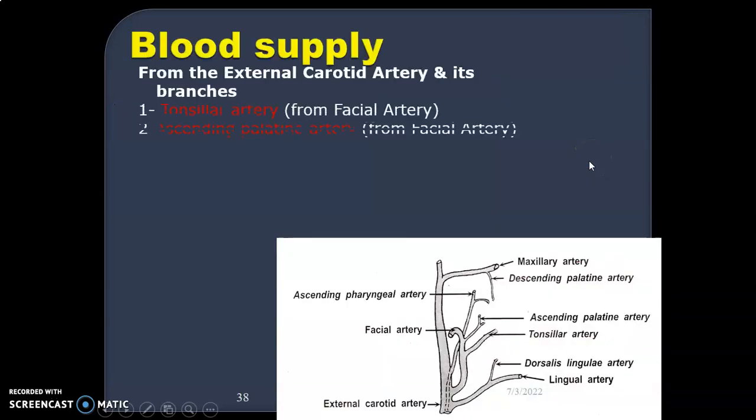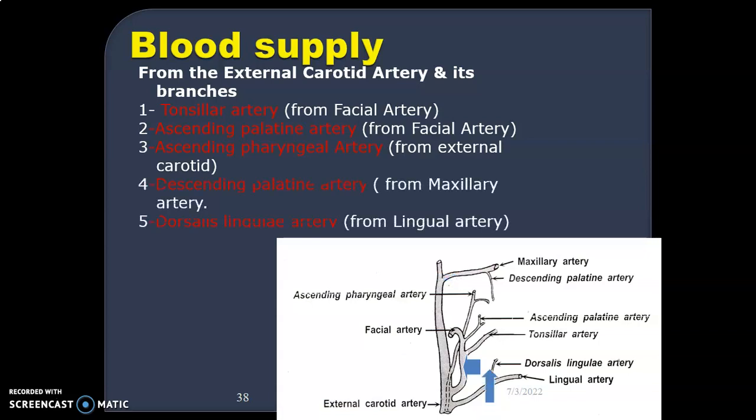So what's the blood supply of the pharynx? The pharynx is mainly supplied by branches from the external carotid artery. Okay, so we have tonsillar artery from facial, ascending palatine from facial, and a direct branch, the ascending pharyngeal from external carotid artery. So remember, we usually have common carotid from the aorta that divides into external and internal carotid. So external carotid will give lingual, then it gives facial artery. After that, there is the ascending pharyngeal that's also coming upwards, and it terminates by dividing into superficial temporal and maxillary.